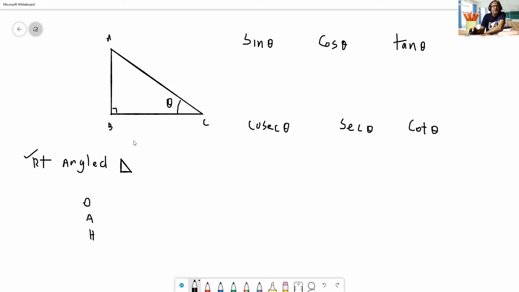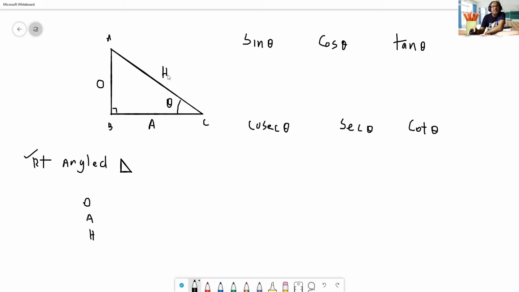Now, how are we going to name them? Always remember the opposite side of the angle which is named as theta, this is the opposite side. That is, AB is the opposite side, BC is the adjacent side, and AC is the hypotenuse.